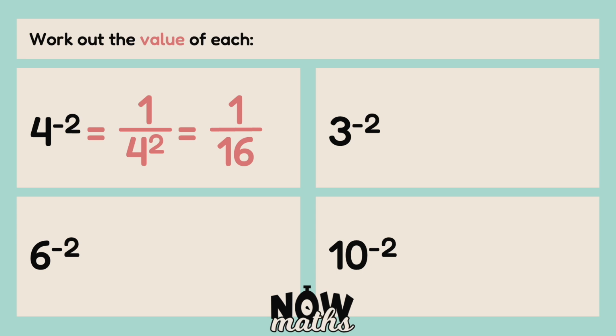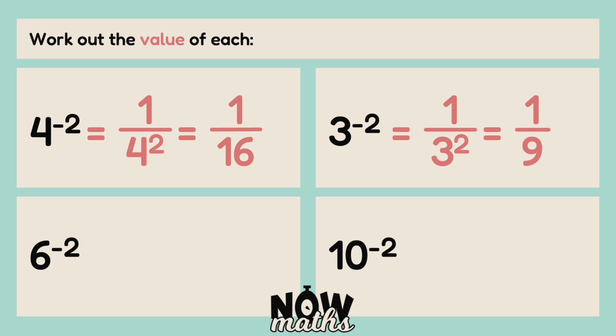For the second question, we have 3 to the power of -2, so we take the reciprocal of 3, since it's a negative power, and since it's -2, we need to square the 3, and 3 squared is 3 multiplied by 3, which is 9, so our final answer is 1 over 9.